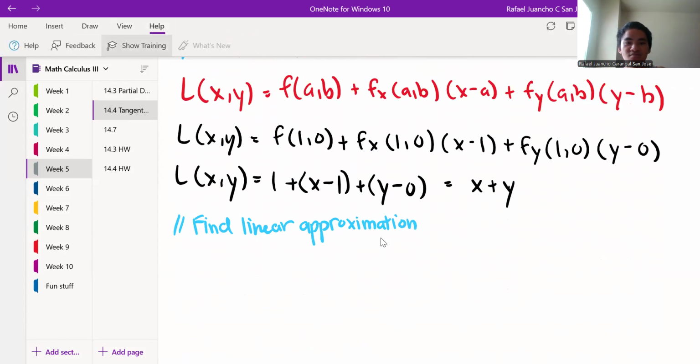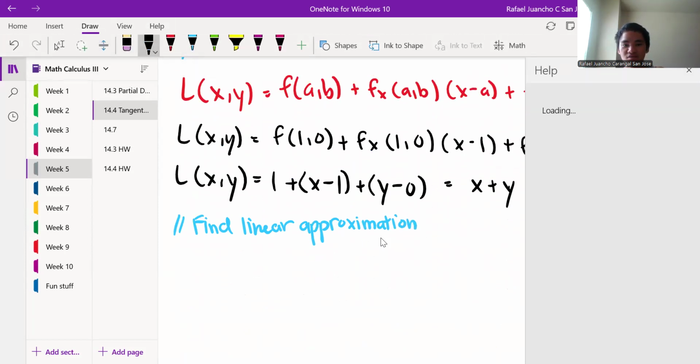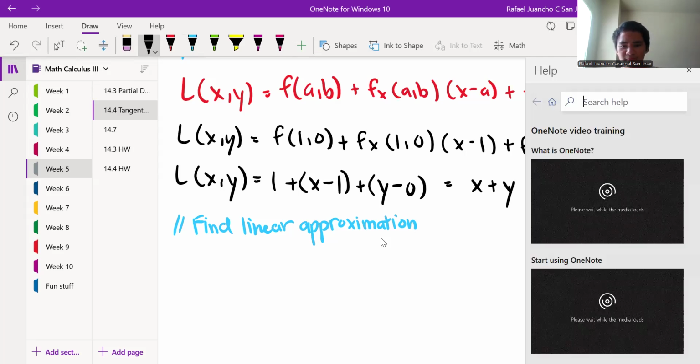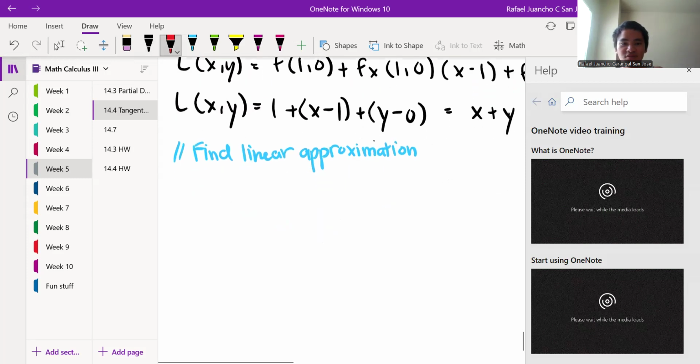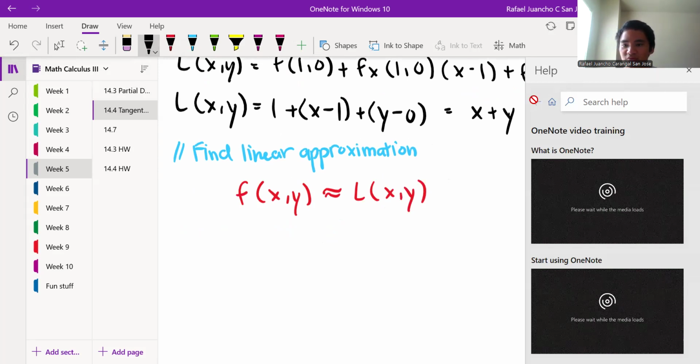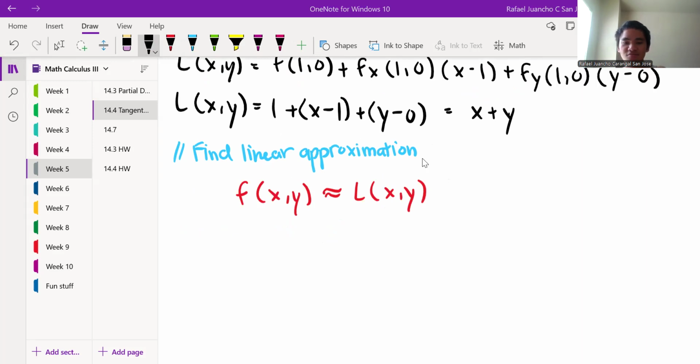How do we find our linear approximation in this case? Well, it's the original function, right? So our f of x, y is approximately our L of x, y. Now, I don't know why there's a help thing here. That's so weird. Okay. And then from there, what do we know? Well, we know our original function of two variables is approximately x plus y.